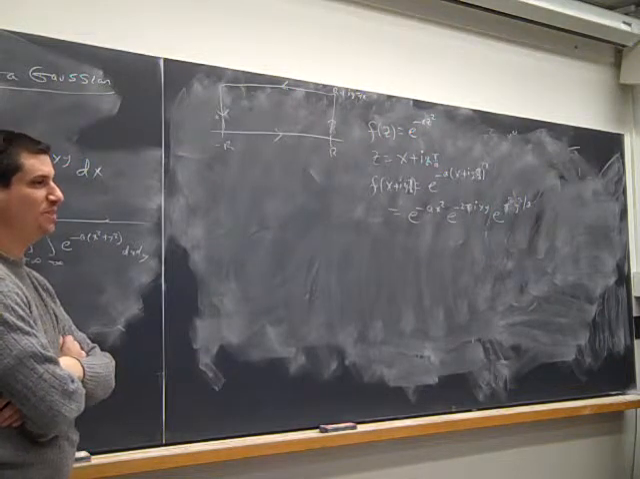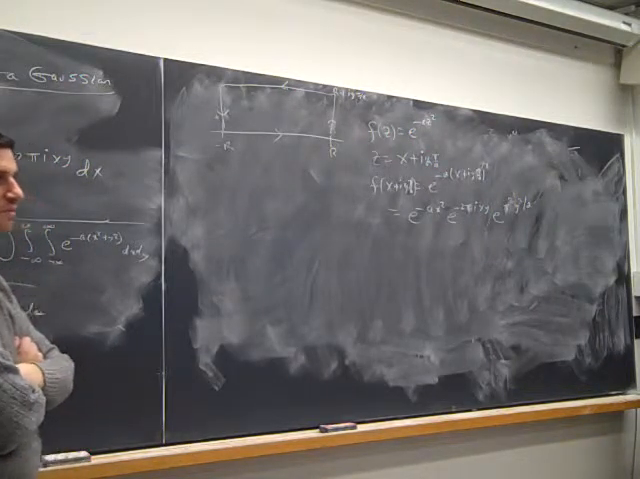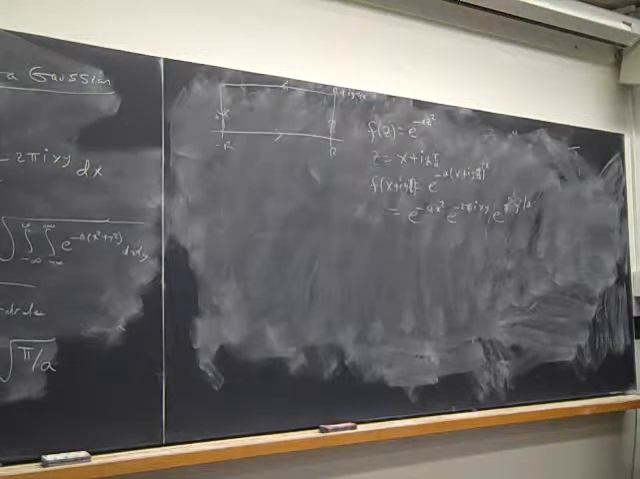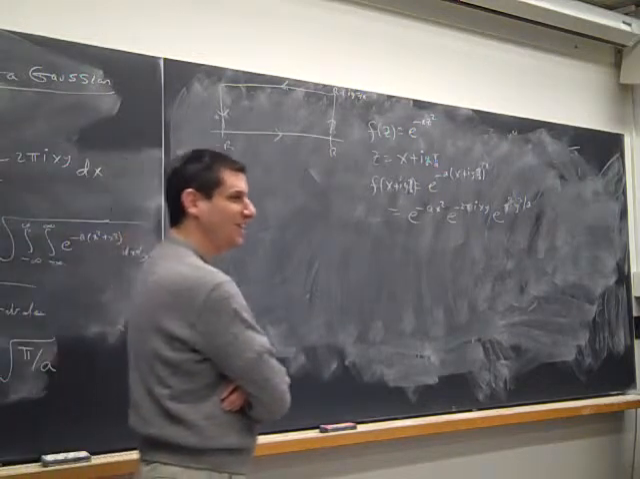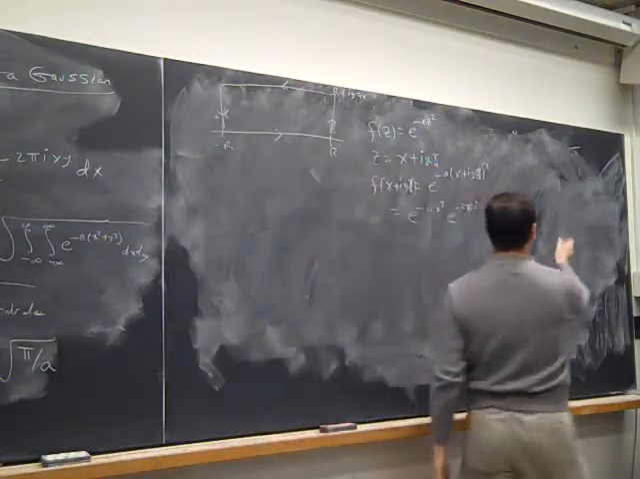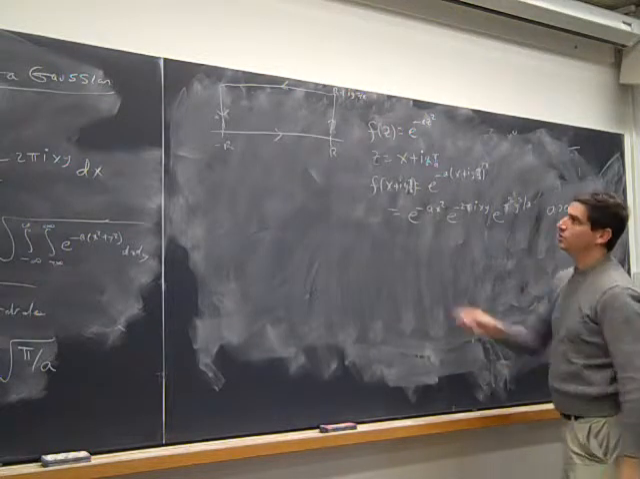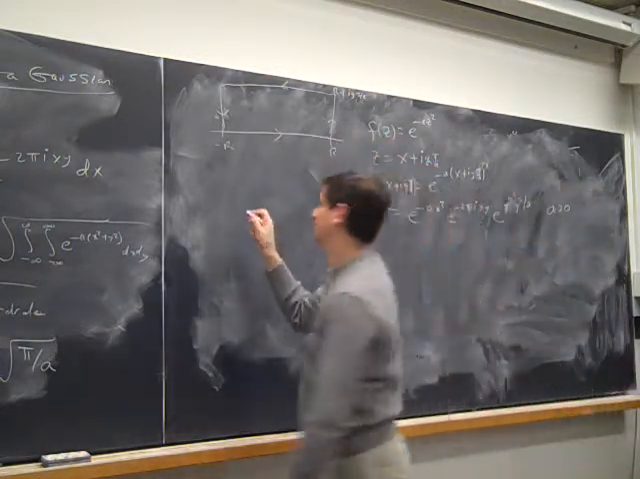Why would we not choose a to be negative? The integral wouldn't converge. If I take a to be negative, I'm integrating a growing exponential. Not going to happen. So a is going to be a positive number, and the two vertical sides don't matter.